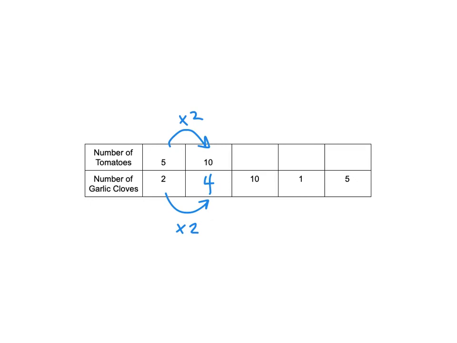All right, now the connection to 10 would be 2 times 5. So I would have to multiply this one by 5. And 5 times 5 is 25.